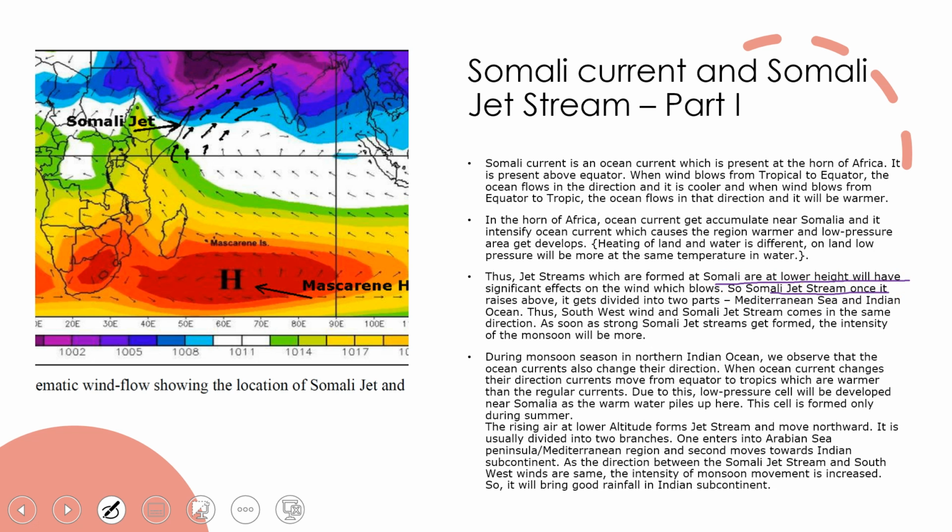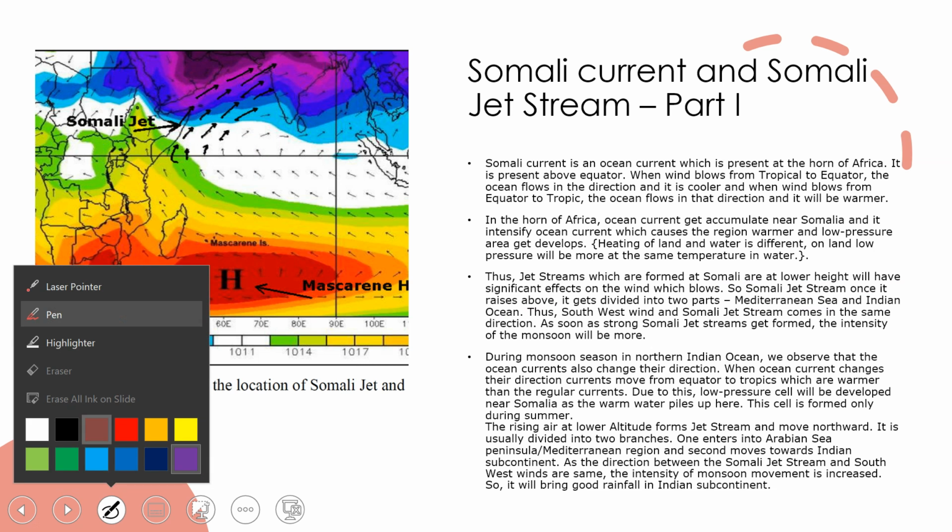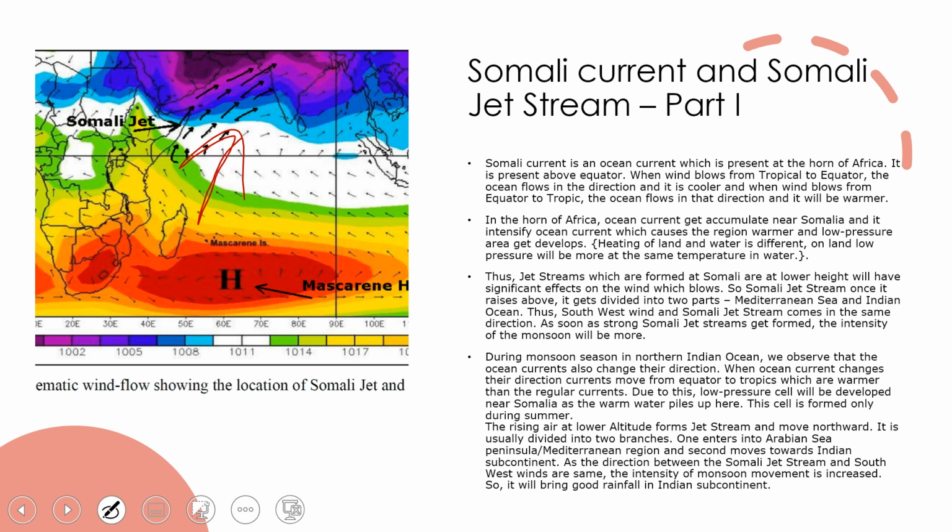So the Somali jet stream, once it rises above, gets divided into two parts. One goes toward the Mediterranean Sea and Arabian Sea, and the other goes to the Indian Ocean. The southwest wind and the Somali jet stream come in the same direction. This Somali jet stream is also coming in the same direction, and this southwest wind is also coming in the same direction for the other division.